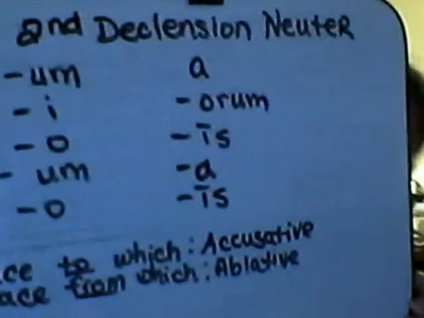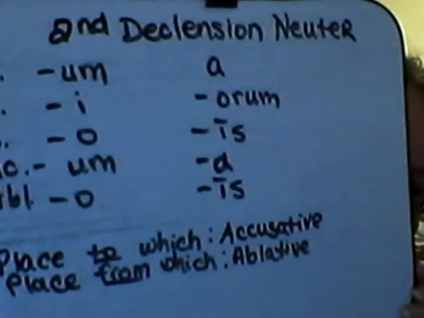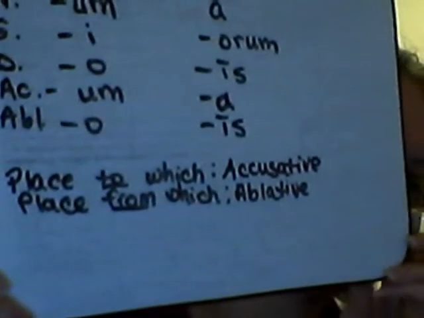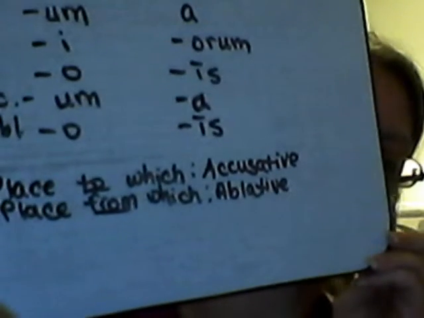So those are the endings that I would need in a chart from you. So I hope you wrote it down. E, O, O. A, is, A, is. On the bottom, it is not there. It's something in addition that is in your book. You just need to know that place to which takes accusative, place from which takes the ablative case. There are more things you need to know, but go ahead and write that down in your notebook. Place to, accusative; place from, ablative.